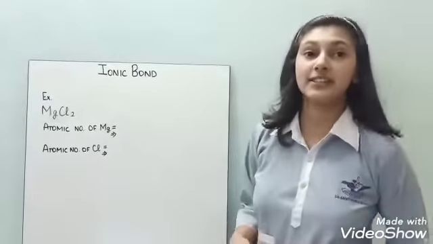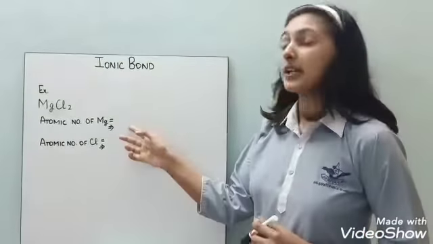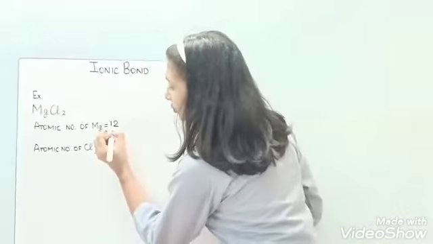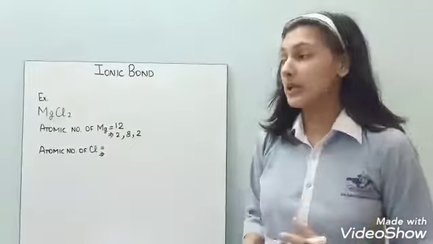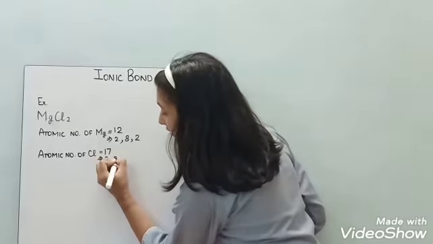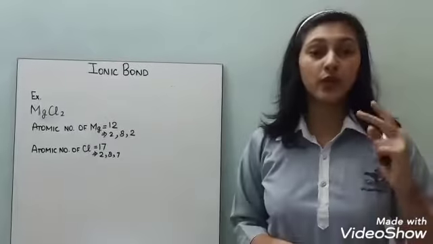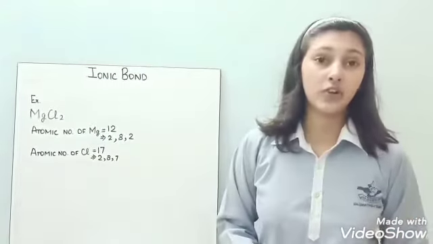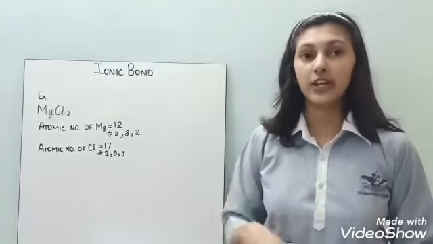Let us take another example of MgCl2, which is magnesium chloride. The atomic number of magnesium is 12. Hence, its configuration would be 2, 8 and 2. And the atomic number of chlorine is 17. So its configuration would be 2, 8, 7. So magnesium has to give 2 electrons to have a stable octet, and chlorine has to gain 1 electron to have a stable octet. So magnesium has to give 2 and chlorine has to gain 1.